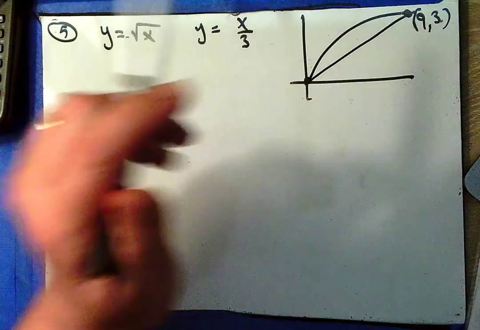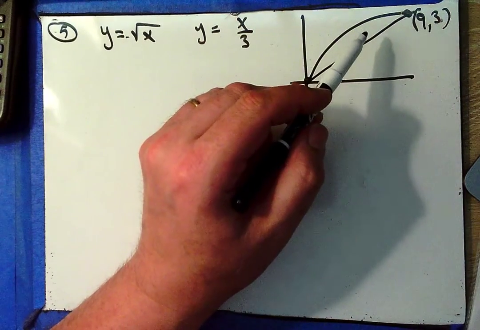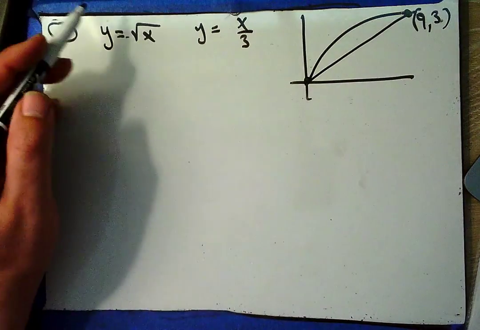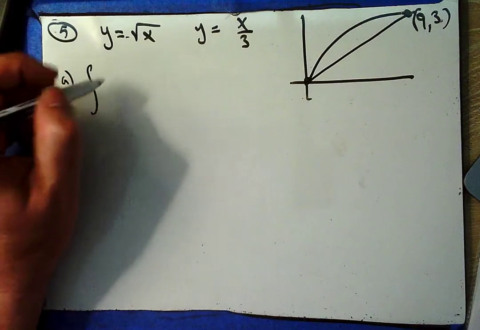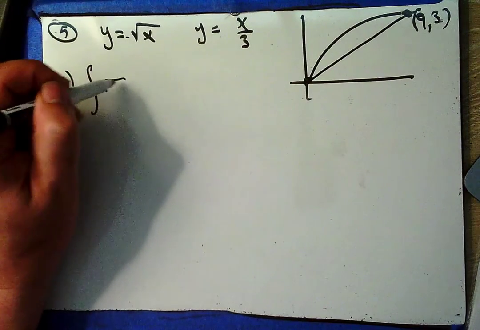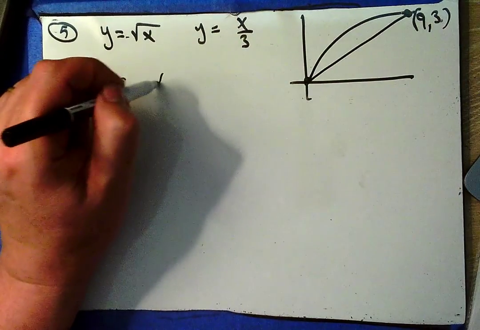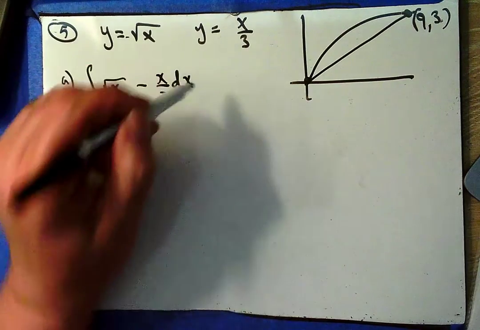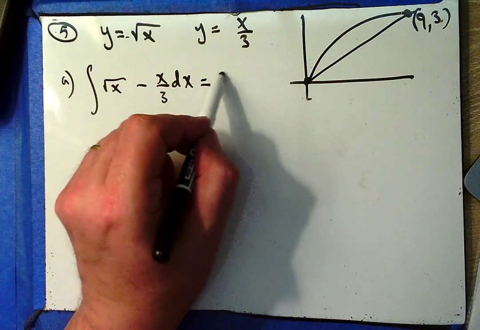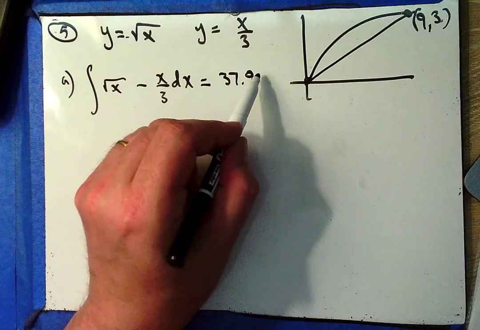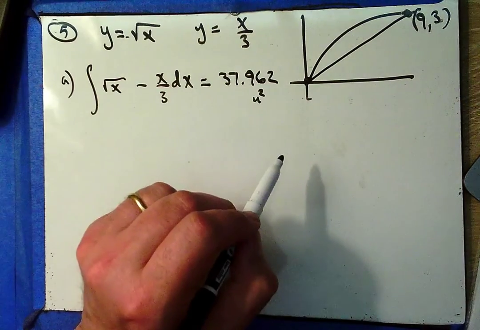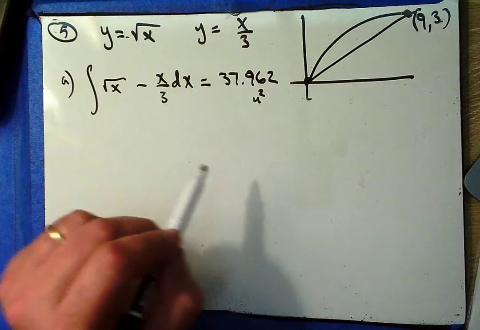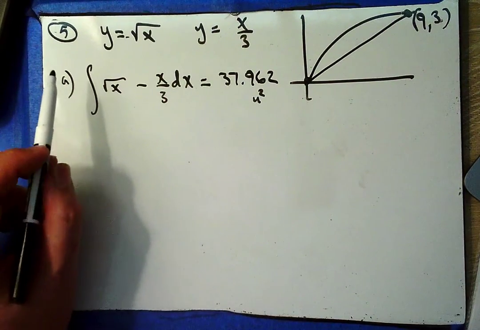Okay, so there's our region, and what are we talking about doing with that region? In part A, it says find the area, and so I know that I'm going to just do top minus bottom, square root of x minus x over 3 dx, and I end up with 37.962 units squared here for my area of that region.